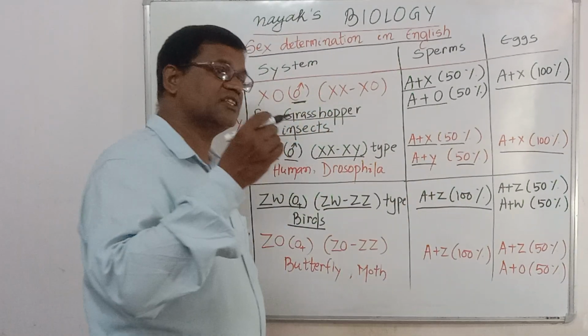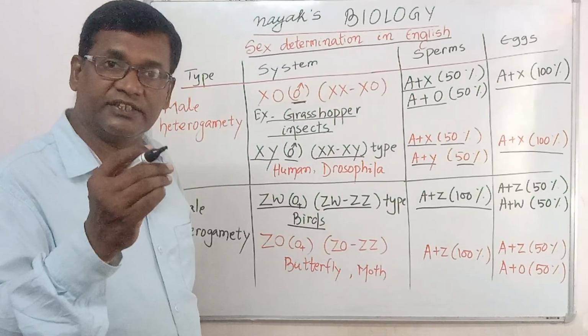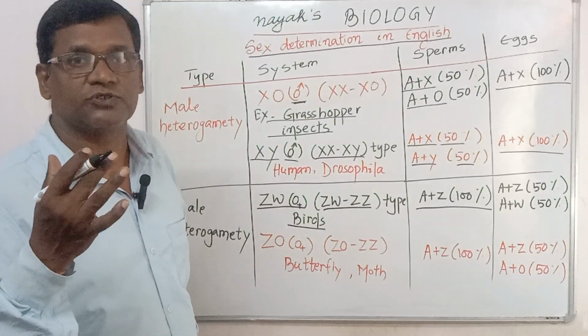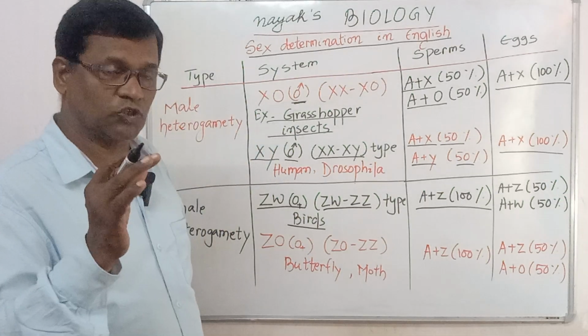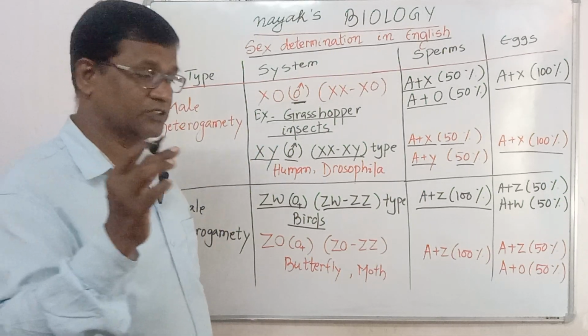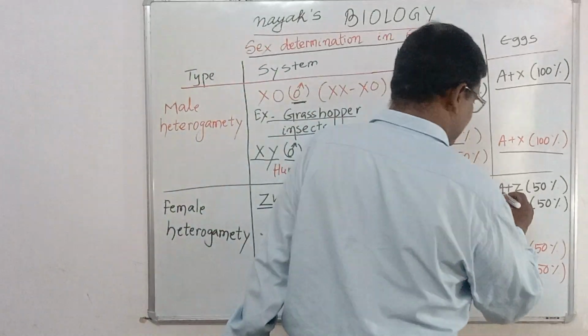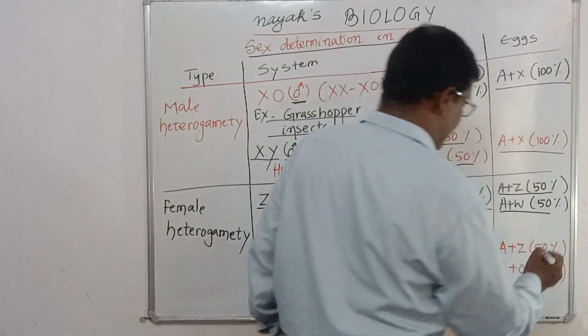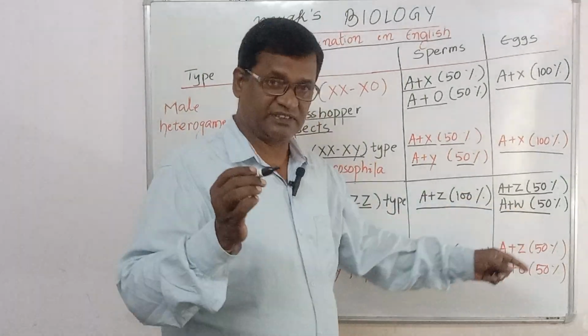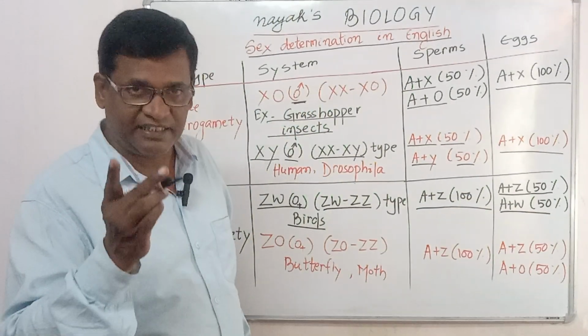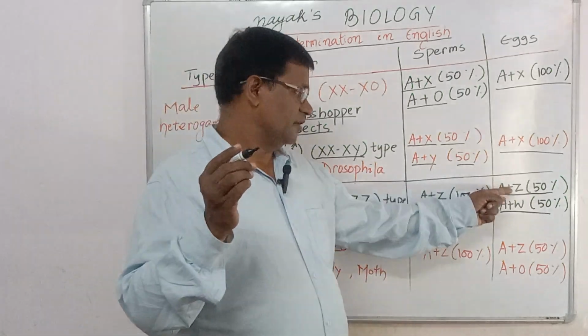100%. That means what is the total sperm produced? It is only one type. There is no different type of sperm. Only one type of sperm will be produced. But when the egg is produced, it is a different type of egg. A plus Z is 50%, A plus W is 50%. That means two types of egg are produced, Z type and W type.